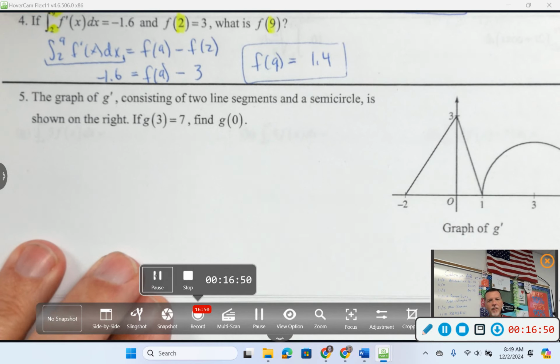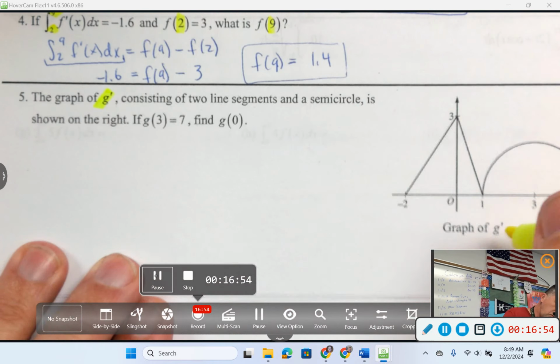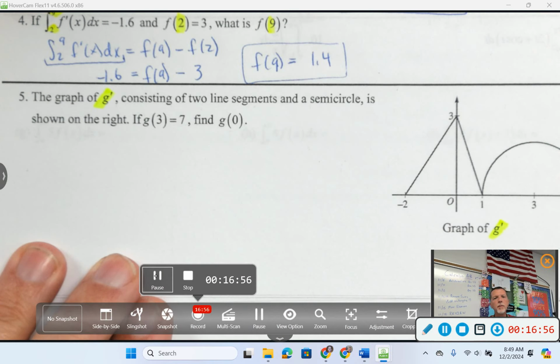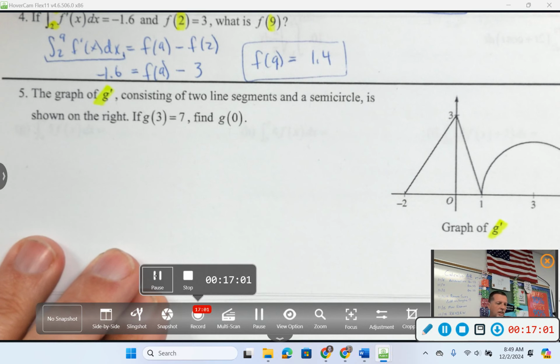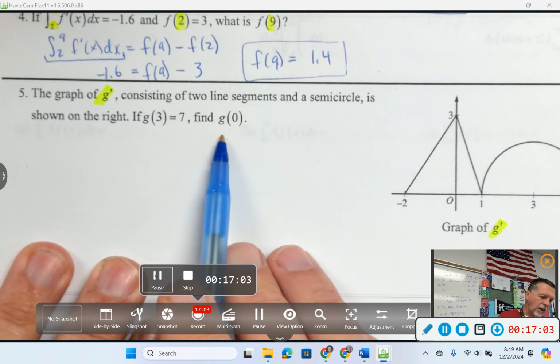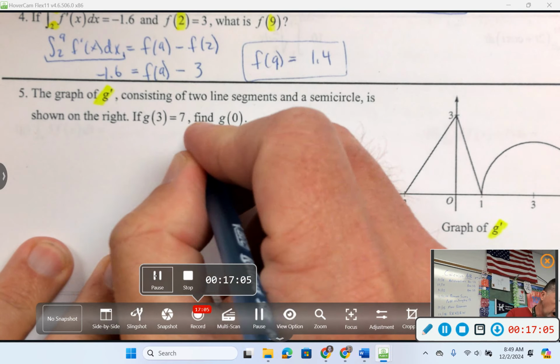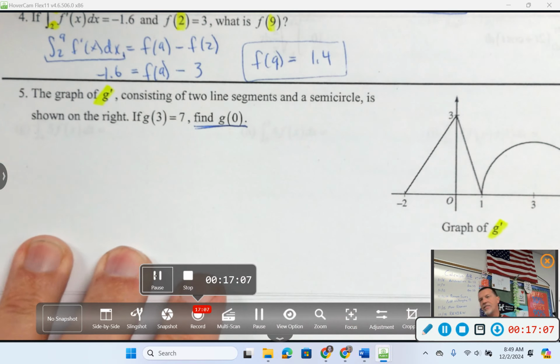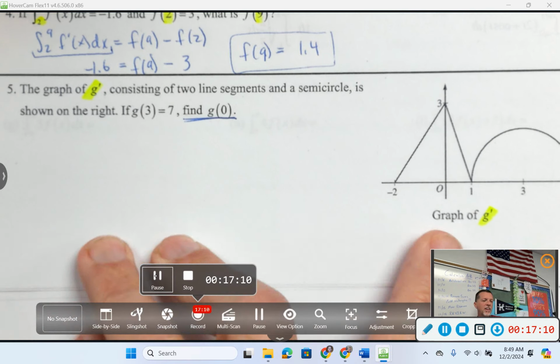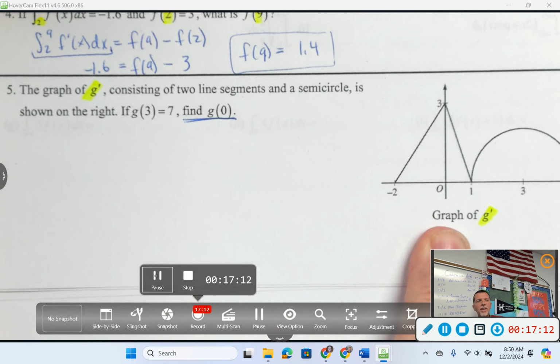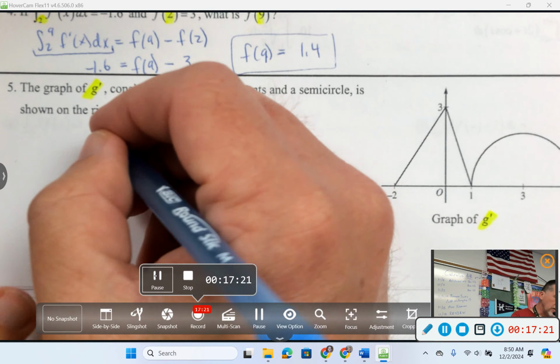Number 5, the graph of G prime, a graph problem. The graph of G prime, that's G prime, consisting of 2 line segments and a semicircle is shown on the right. If G of 3 equals 7, find G of 0. Okay, they're asking us for G. They're giving us information about G prime. How do I get from G prime back to G? Antiderivative. So I need to antiderive G prime.